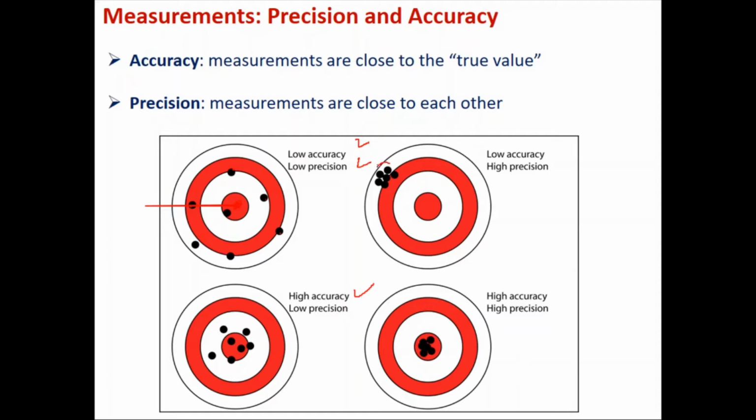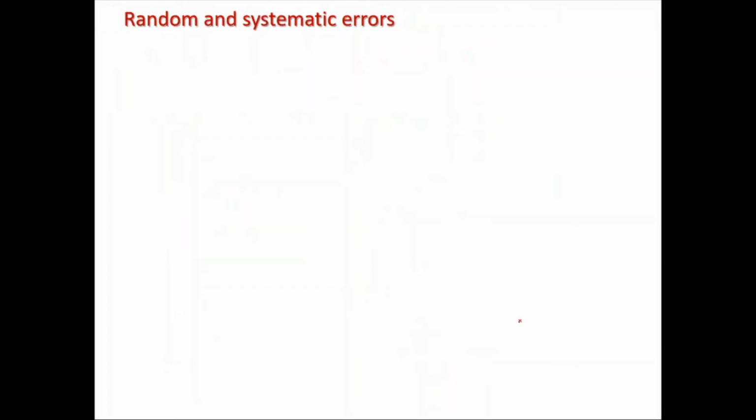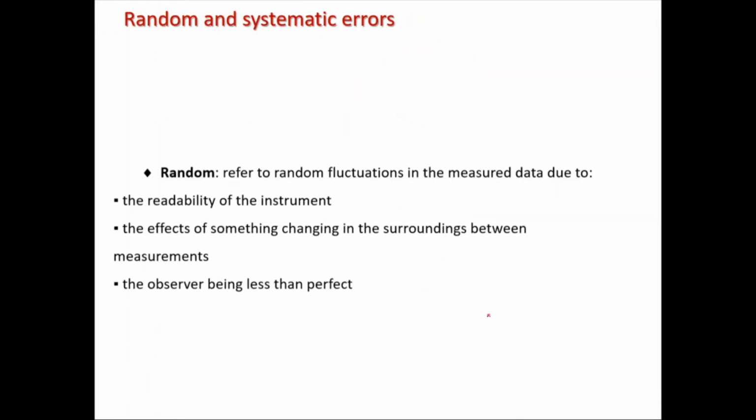So let's look at this one. These dots are very close to each other. It means there is high precision and low accuracy because they are away from the center. If they are at the center and they are close to each other, then your measurement will be both accurate and precise. Let's look at random and systematic errors.